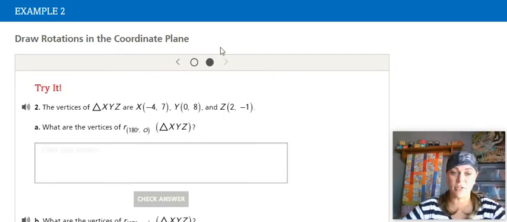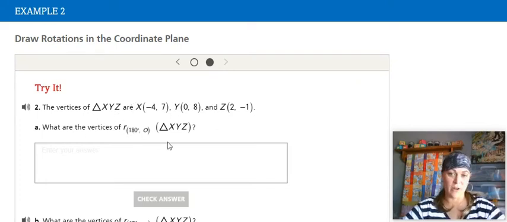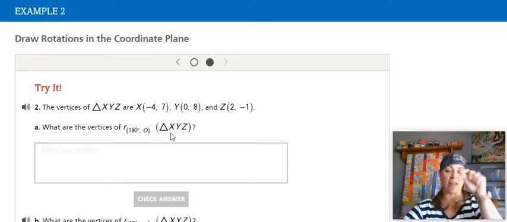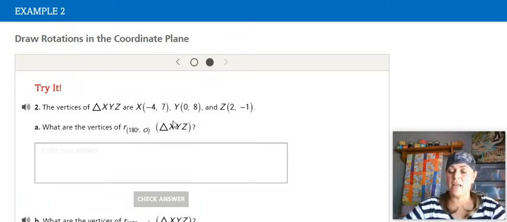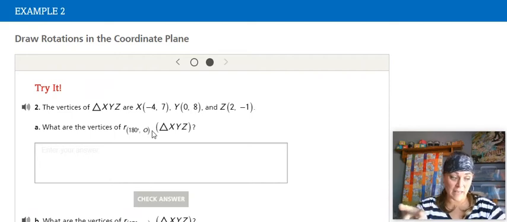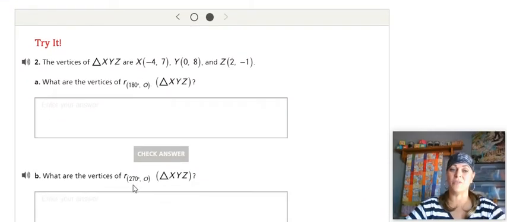Okay, here are the vertices. What are the vertices if I rotated them? There's no graph here, so it's a little bit harder to figure out and actually count and manipulate. So you're going to have to know those rules. If you have the rules for 180 degrees around the origin, then you should know x and y stay the same, but they're negative x and negative y. So hopefully that helps. And then 270, I'm not going to tell you. You're going to have to go look and figure out what those rules are.